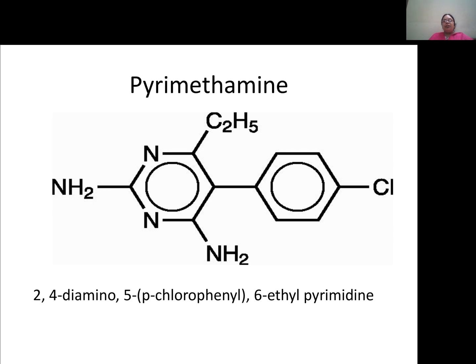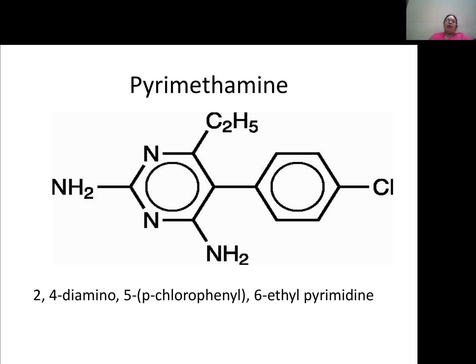At the 5th position, this is the phenyl group, which has the chlorine atom attached. See, the chlorine is attached at the para position. So it will be named as 5-para chlorophenyl. Then this is the 6th position, which has the ethyl group on the pyrimidine.